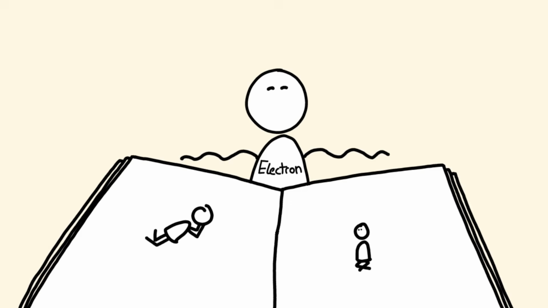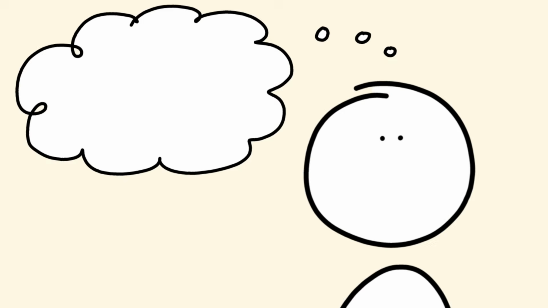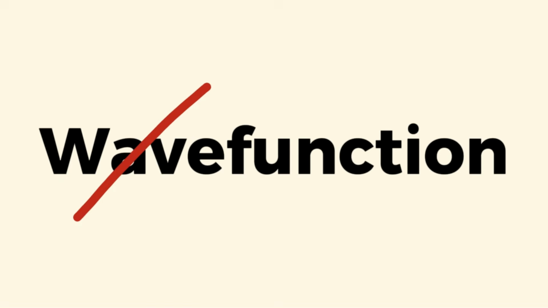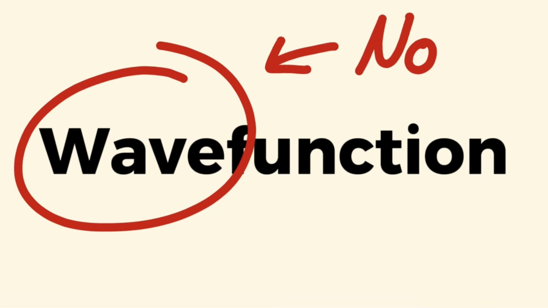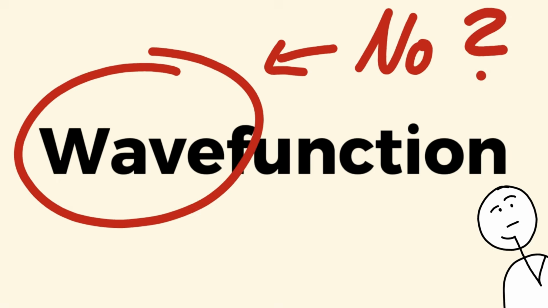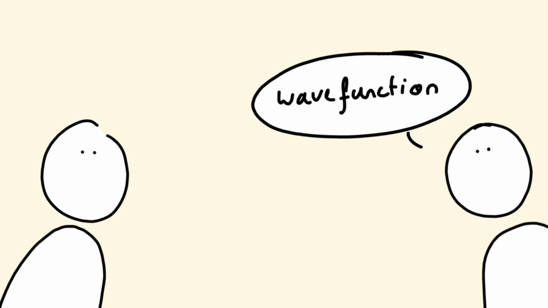Electrons behave like waves because they're described by a wave function. That's what I used to believe, but that's not true. Electrons are not physical waves. The wave function is not a wave in space. What do I mean by that? And if that's true, why do we call it a wave function?